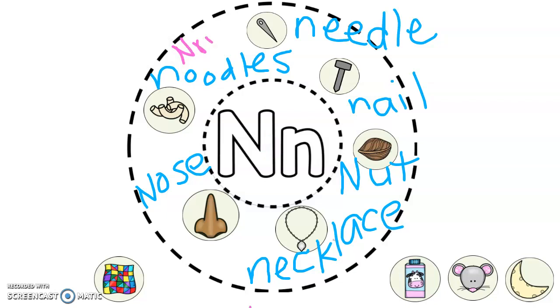N-O. Ooh, that's not a very good one. Let's try that again. N-O-R-A-D. Norad. Can you think of anything else that starts like N? Tell your learning coach or your parent at home if you can think of something different that starts like N that we haven't put on our chart yet.